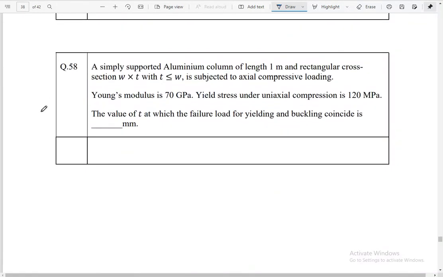Question number 58 is a simply supported aluminum column of length 1 meter and rectangular cross section W by T, with T less than or equal to W, subjected to axial compressive load. Young's modulus is given. Uniaxial compression is given. The value of T at which the failure load for yielding and buckling coincide is.